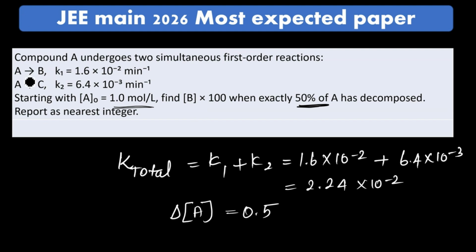So look at the reaction over here. A gives B at K1 rate, A gives C at K2 rate. We are going to find the concentration of B, but the question says it is a simultaneous reaction. It's not step by step, it's a simultaneous reaction. So what this indirectly means is that exactly 50% of A is decomposed, which means the B formed and the C formed together will be 0.50, because only 50% is consumed from A.